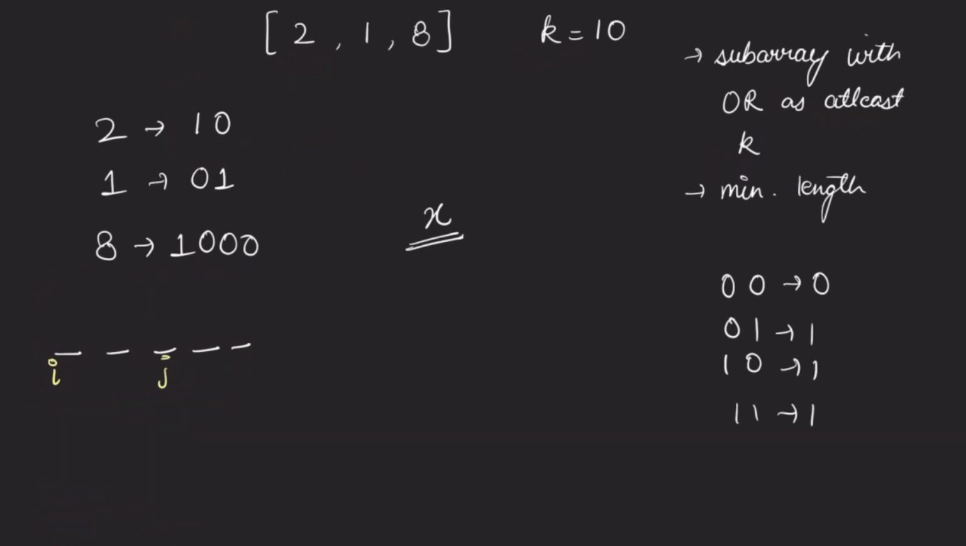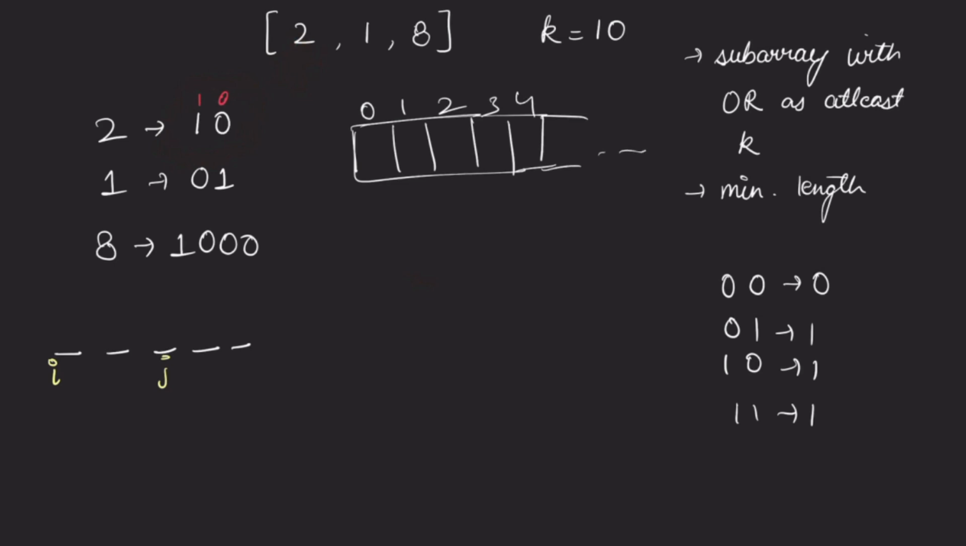What I can do is store the count of set bits in X somewhere. For this 2, in binary it is written as 1 0, so this will be the 0th bit and this will be the first bit. Whatever elements I am considering in my current window, I will keep the count of the set bits. Suppose I have an array or a vector. This is the 0th index, this is first, second, third, fourth, and so on, right?